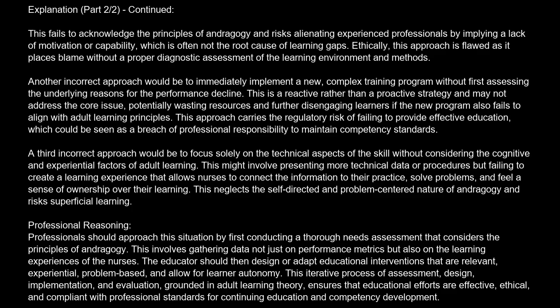Another incorrect approach would be to immediately implement a new, complex training program without first assessing the underlying reasons for the performance decline. This is a reactive rather than a proactive strategy and may not address the core issue, potentially wasting resources and further disengaging learners if the new program also fails to align with adult learning principles. This approach carries the regulatory risk of failing to provide effective education, which could be seen as a breach of professional responsibility to maintain competency standards.